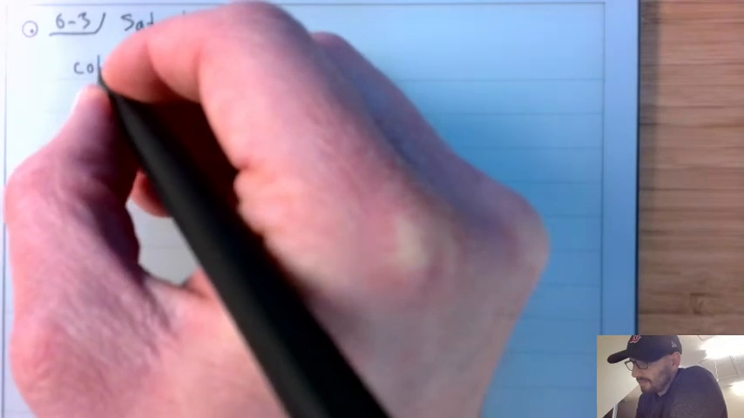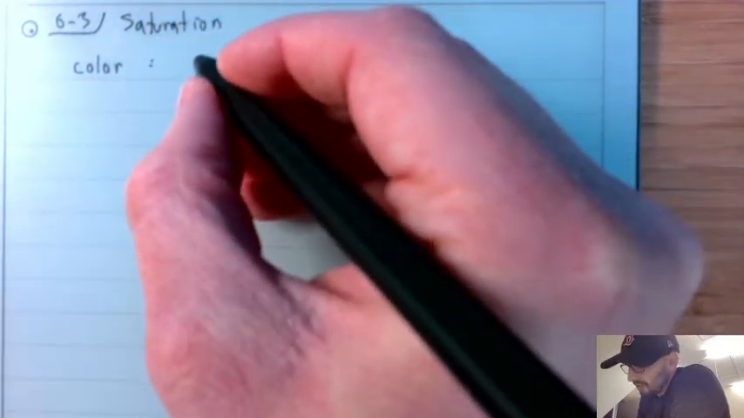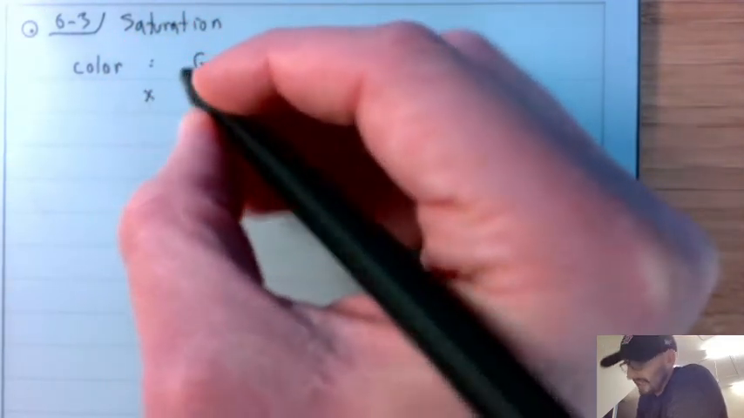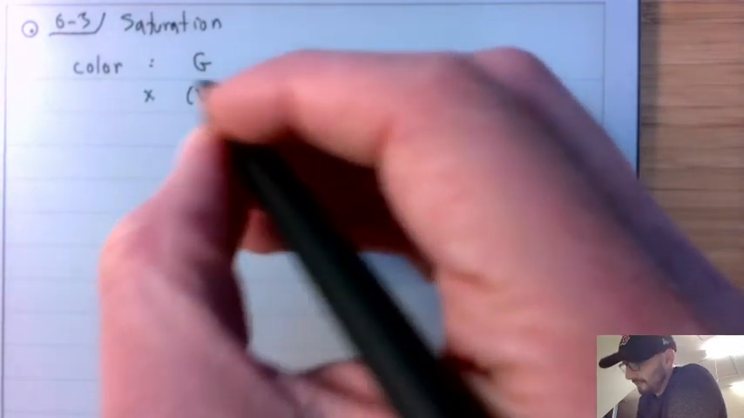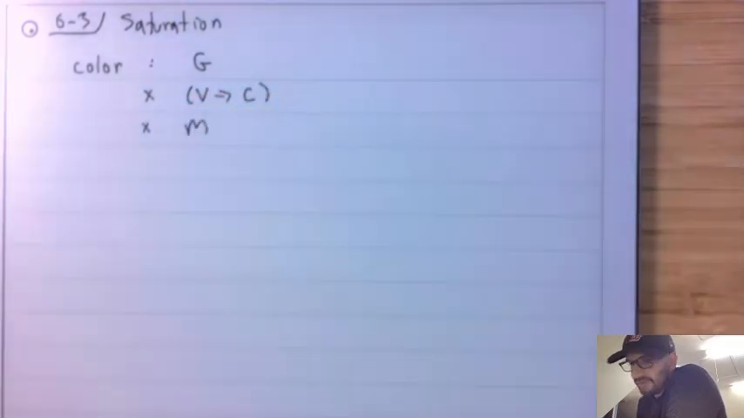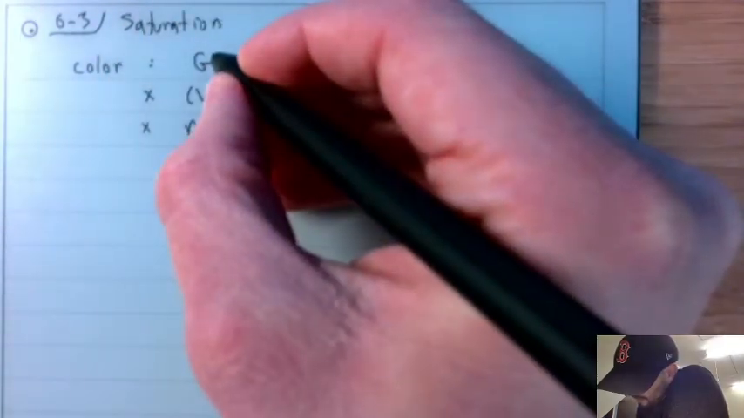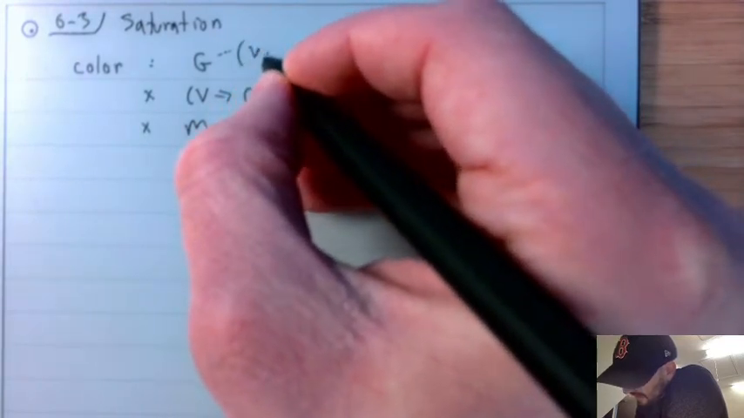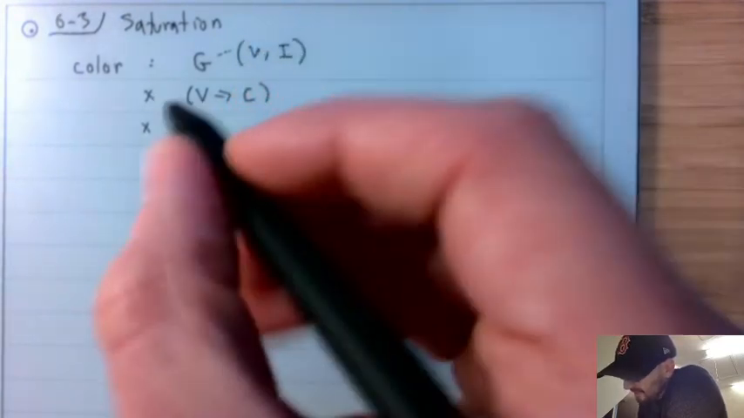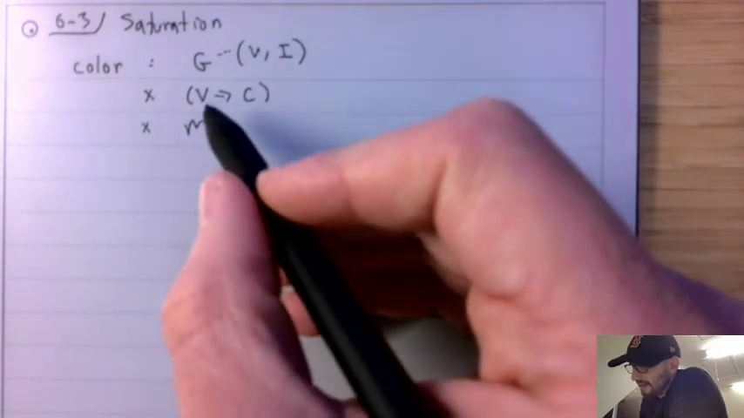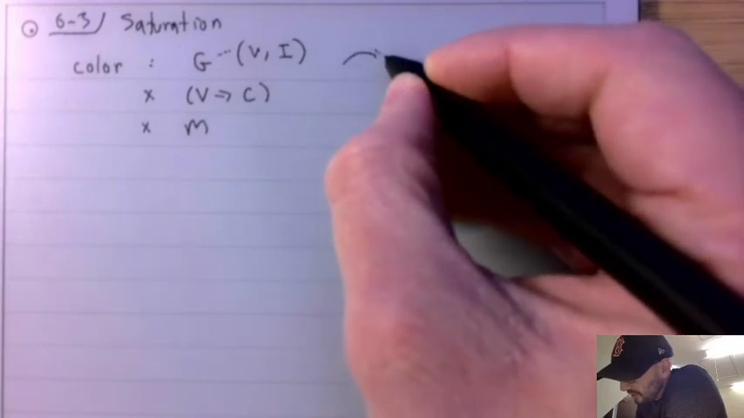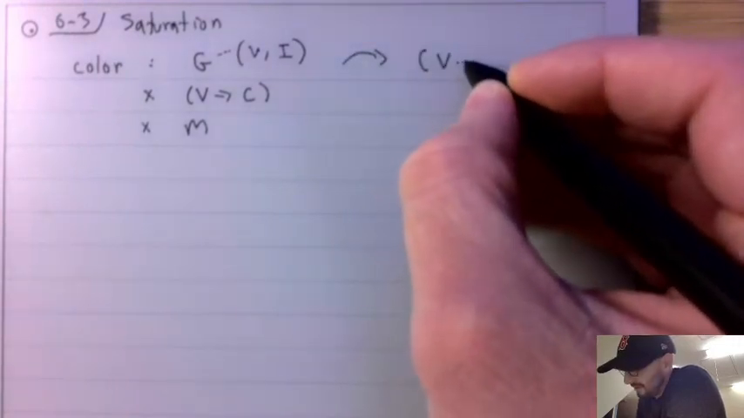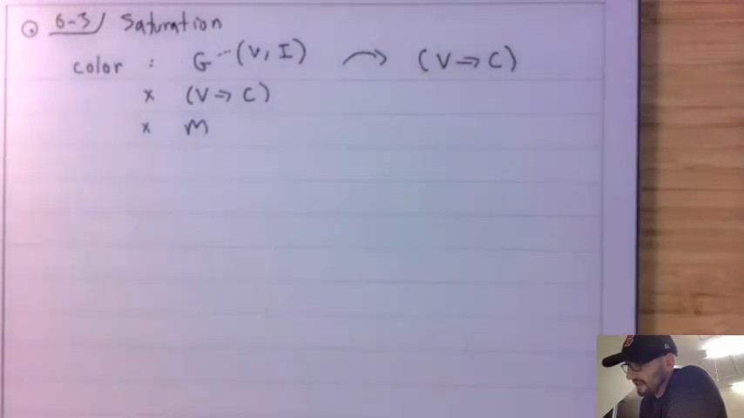We're going to write, so our program is going to be called color. And it's going to take a graph. It's going to take an initial mapping of vertices to colors. And it's going to take the move graph. So this graph, by the way, is V and I. So it gets back V and I. And there's a mapping from V to C, which are our initial colors. And then we're going to return a new mapping from vertices to colors.